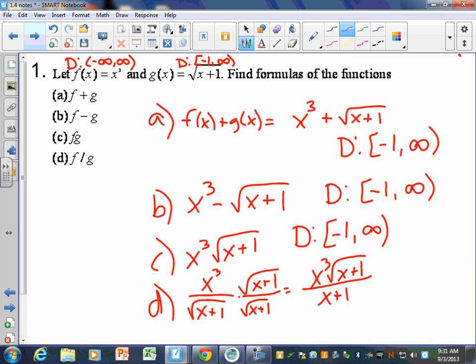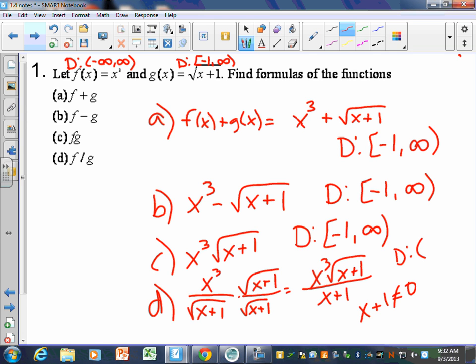Negative 1, right? It can't be 0 in the denominator. So if you see a denominator, you have to say this is not allowed to equal 0, right? So how does my domain change? Is it just x can't equal -1?